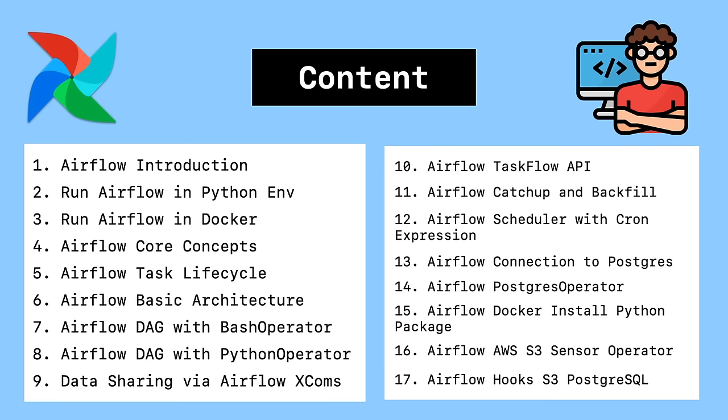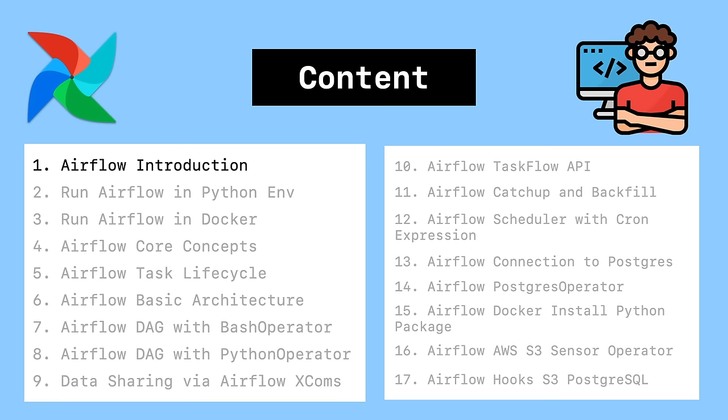Throughout the course, you will be given an introduction to Apache Airflow and how to run it locally in the Python environment, and Docker container by practical examples. Then you will also learn about the Airflow core concepts, task lifecycle, and basic architecture. After that, we will show you how to build Airflow DAG with different operators like Bash and Python operators, and how to share data between tasks using XComs via demos. Also, the new feature introduced since Airflow 2.0, Task Flow API, will be covered with an example.